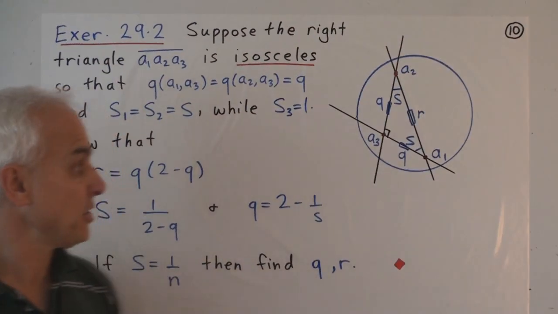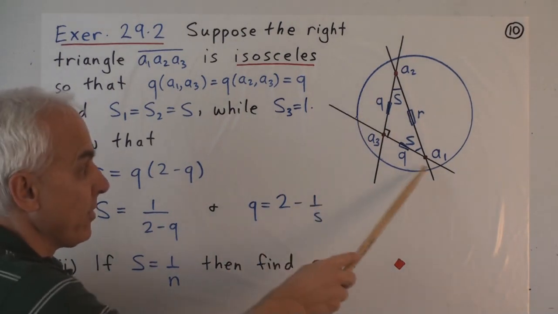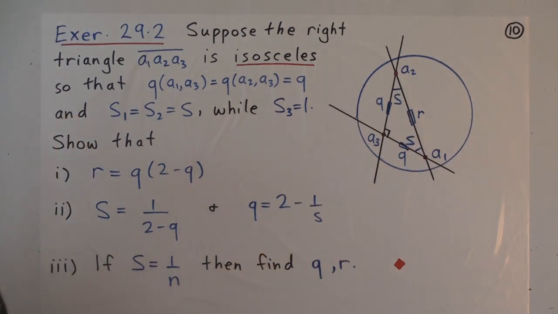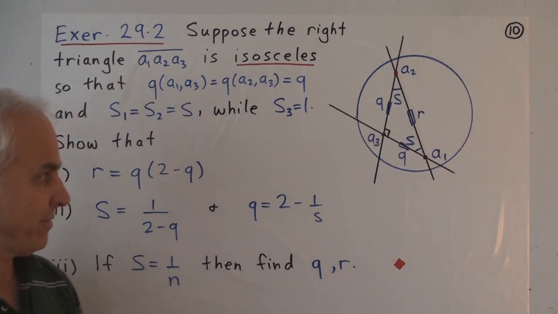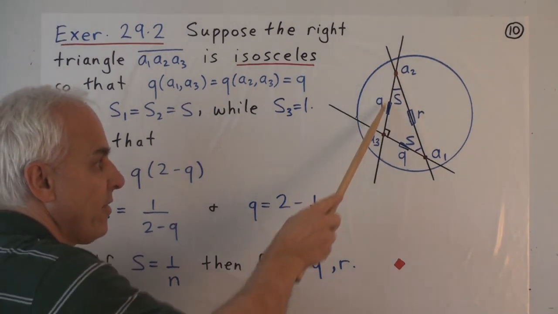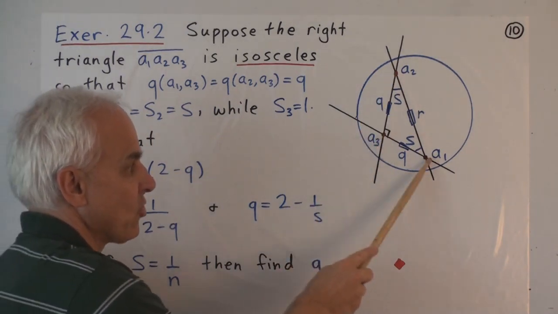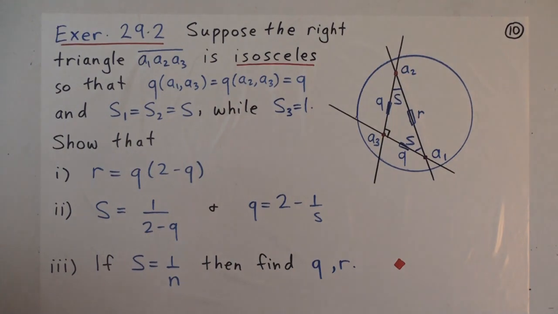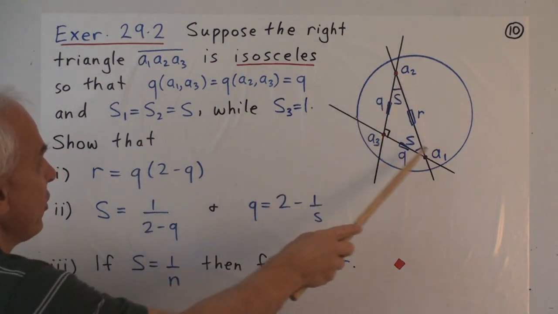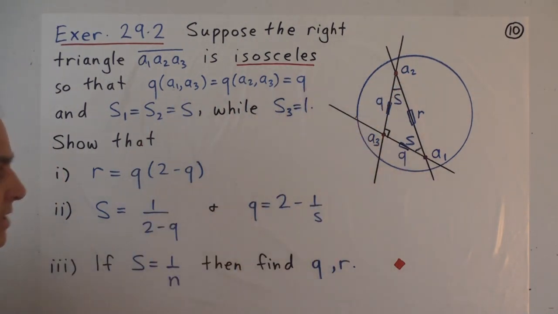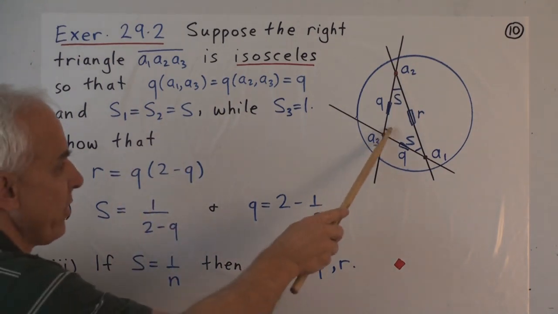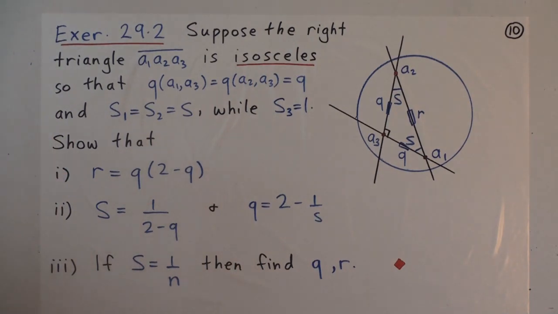Our second exercise deals with a triangle, A1, A2, A3, that has an additional property besides being a right triangle. It's also an isosceles triangle, by which we mean that this quadrance and this quadrance are equal. So what we're usually calling Q1 and Q2, well, they're both equal to, let's say, the number Q. And the two spreads, usually called S1 and S2, they're both equal to S.